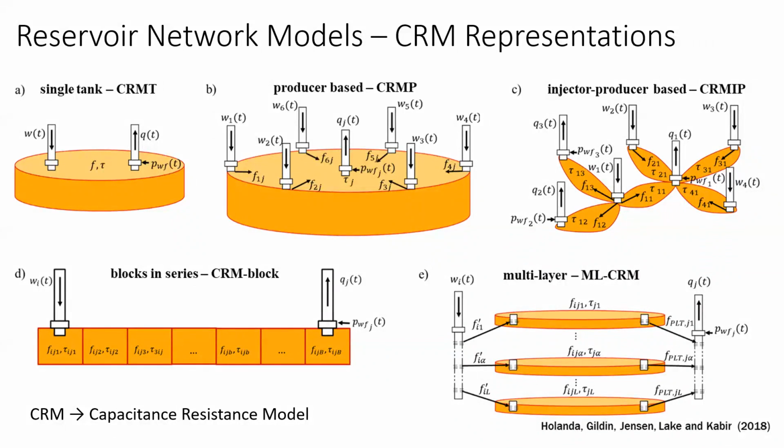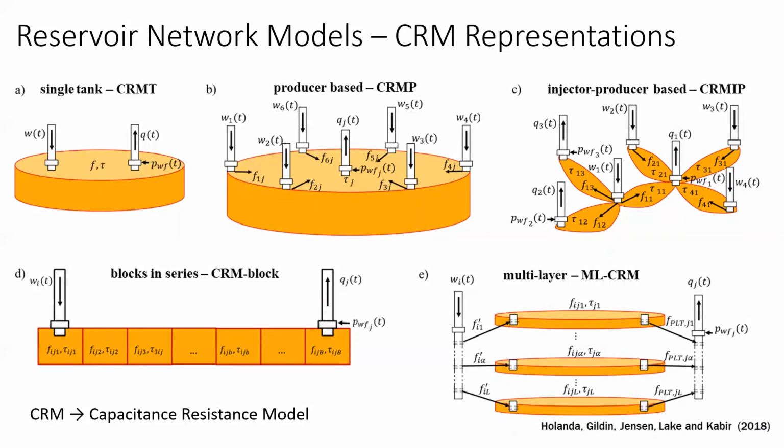Both systems store energy. In the circuits, electrons are stored in the capacitors, while in the reservoir, fluids are compressed and stored in the porous media. Flow and resistance to flow can also be described in both systems. The governing equations of both systems are also similar.